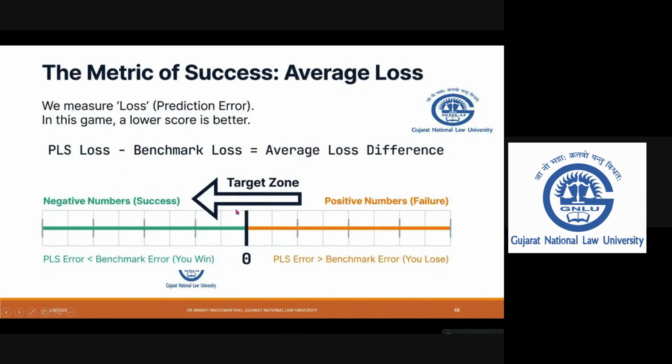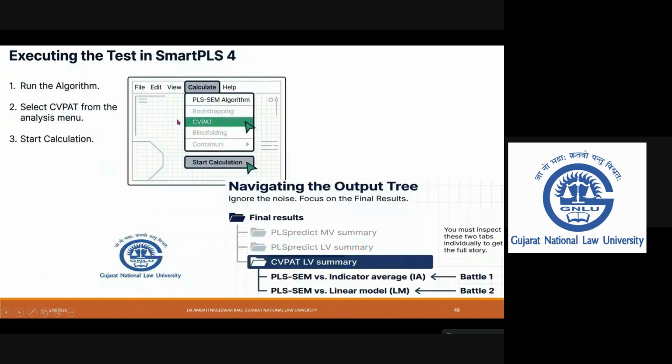As we did yesterday, we should always look for our value to be negative. If it is positive, you can see that our PLS errors are more than the benchmark. If it is negative, our PLS errors are less than the benchmark. So we are going to see who is going to win, whether PLS or the other two indicators.